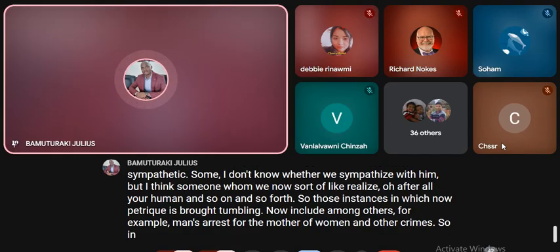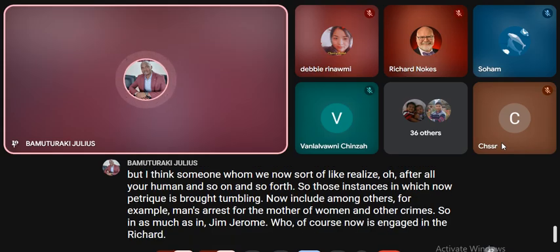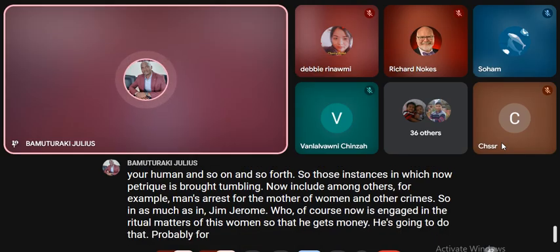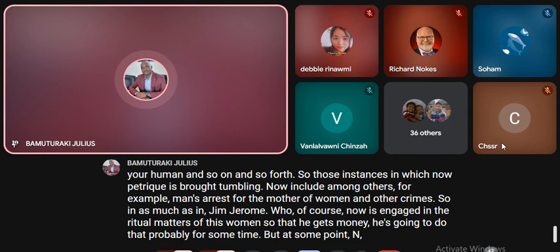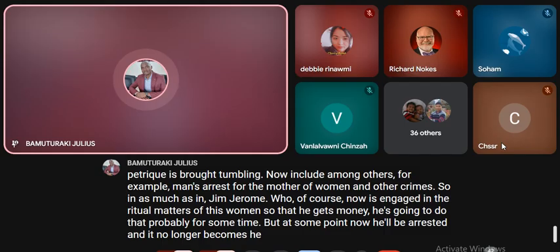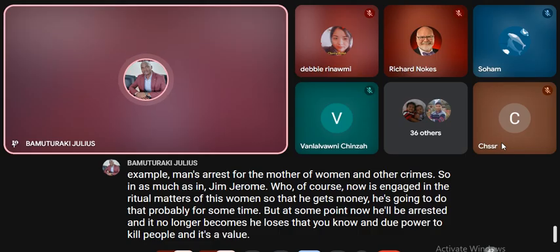So in as much as James Jerome, who of course is engaged in the ritual murders of these women so that he gets money, he's going to do that probably for some time, but at some point he'll be arrested and he loses that undue power to kill people and devalue women's lives and property and so on and so forth.